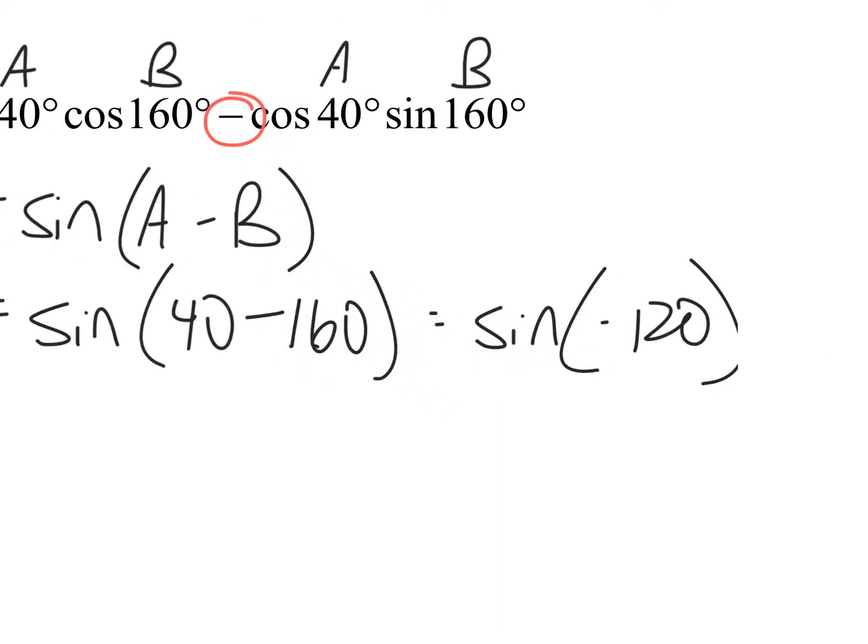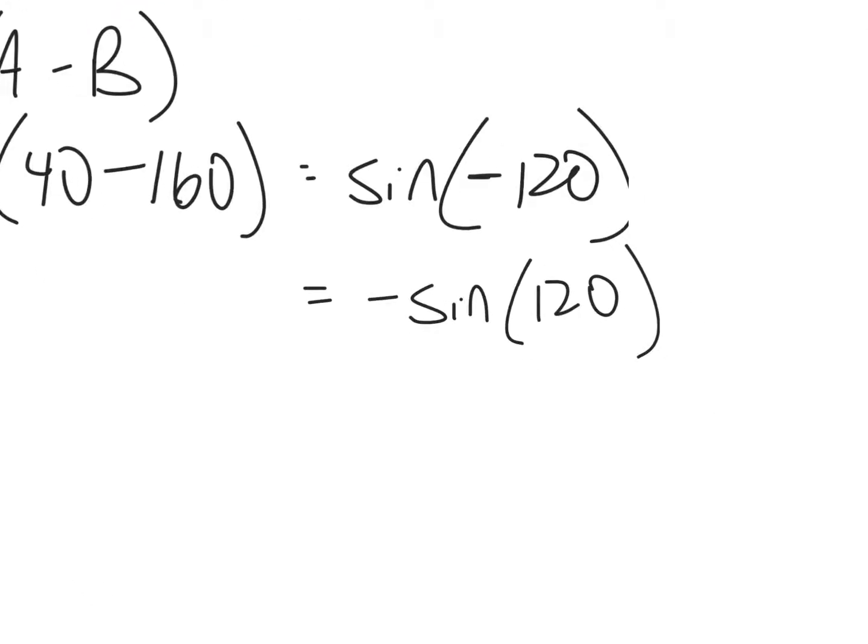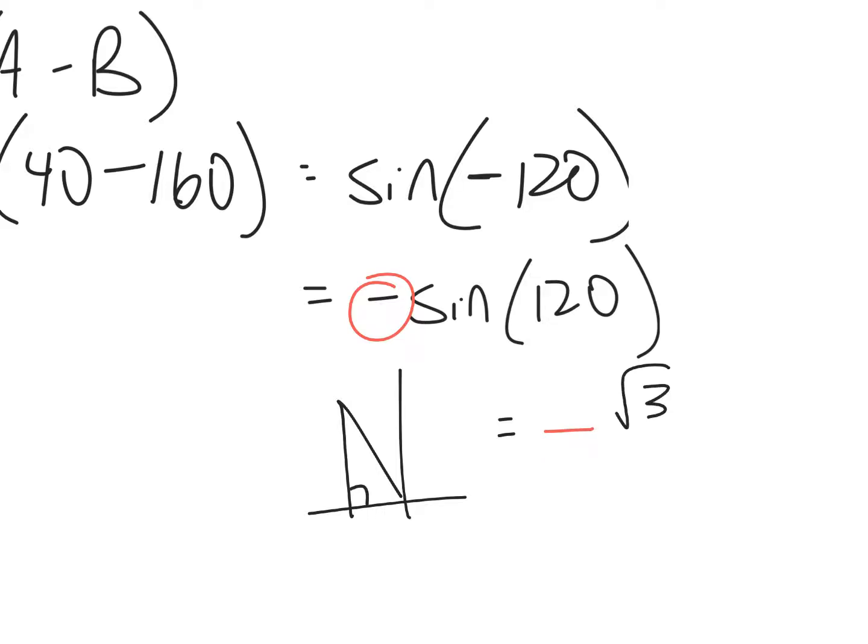Okay, so now to reinforce some of those negative angle formulas that we already have in this chapter, you guys know that this is the same thing as negative sine of 120. And so I'm going to think about 120 degrees. That's in quadrant 2. The reference angle is 60 because it's 60 degrees away from 180. So the sine is radical 3 over 2, but keep this negative sign in front. And that is my final answer.